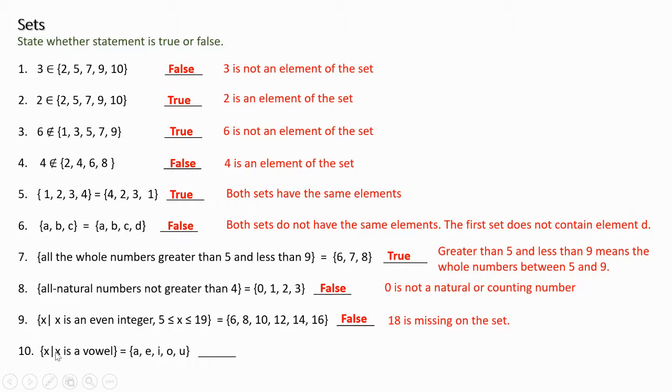Number 10. The set of x such that x is a vowel. All right, all these vowels, is any vowel missing? A, E, I, O, U. Those are all the vowels, right? So it's true. All the vowels are listed.